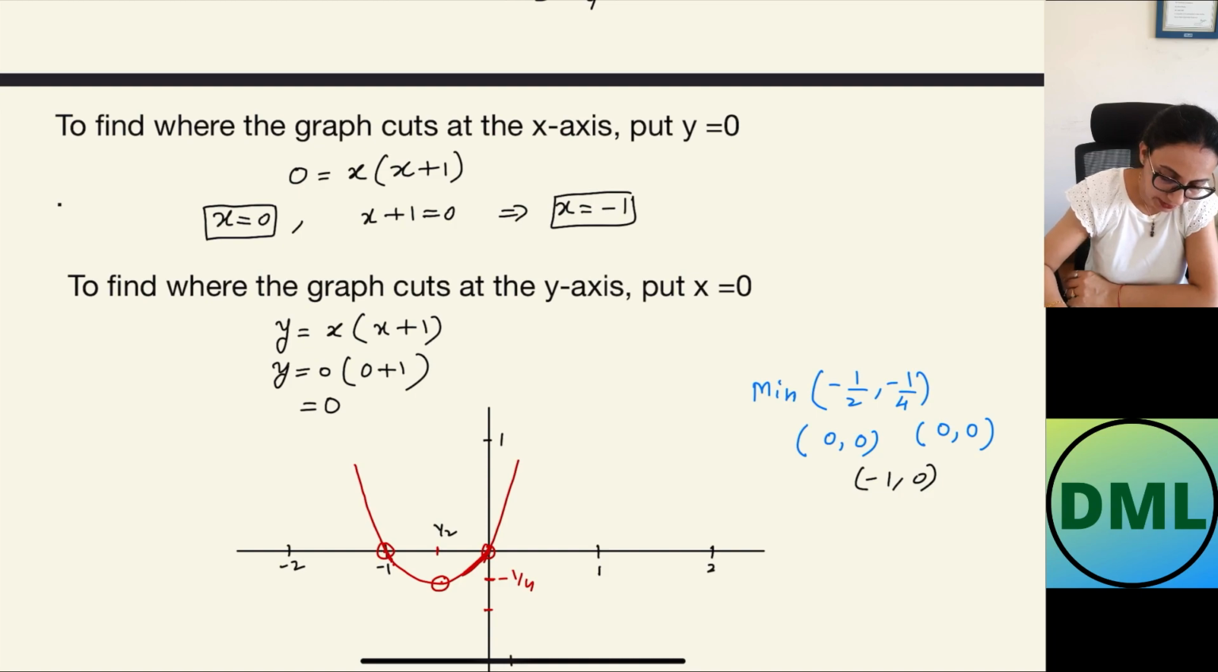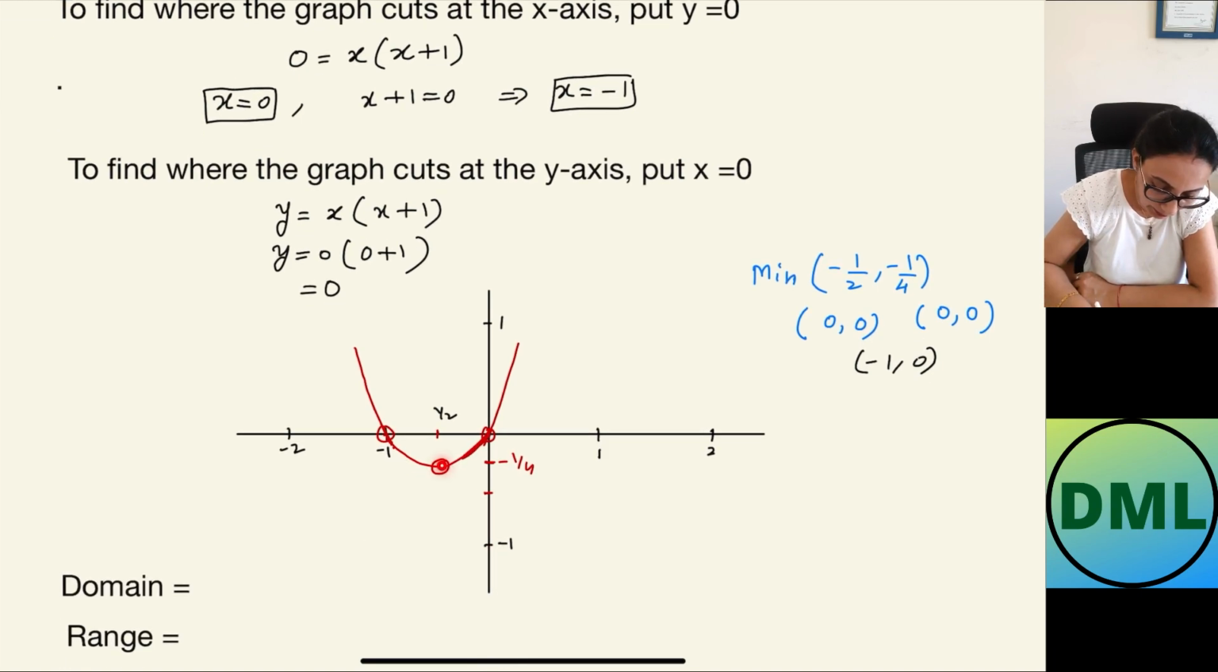As you can see here, I have plotted the graph for you. The minimum point is, this is minus half. Minus half, minus 1 by 4 is my minimum point. The graph touches at minus 1, 0 and it touches at 0, 0. If you plot, your graph will be like this.